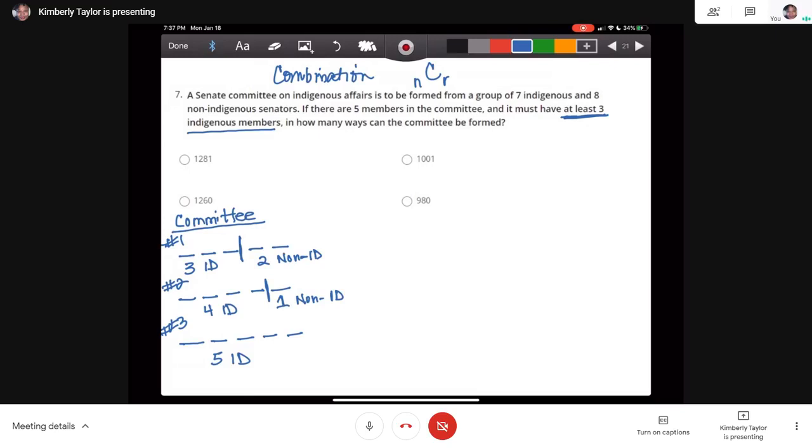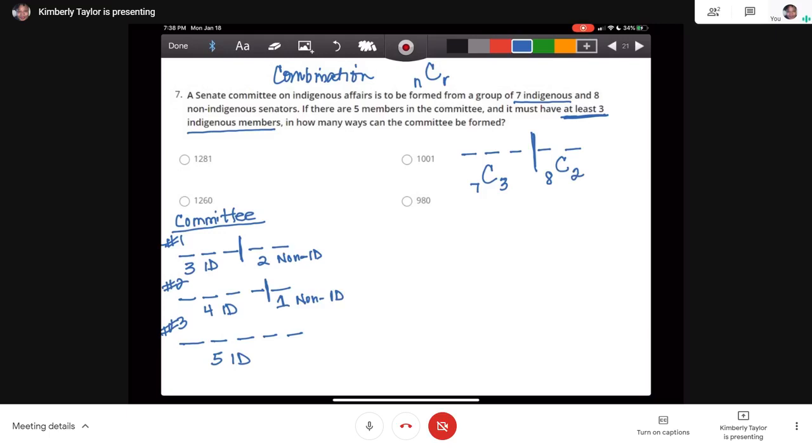So for this question here, let's consider the first scenario. I'm going to be erasing a lot. We have five seats. The first combination is going to be C, and I have 7 indigenous people, but I got to pick 3 of the seats. And the other combination is I have 8 non-indigenous people, but I got to pick 2 people to be in that seat.